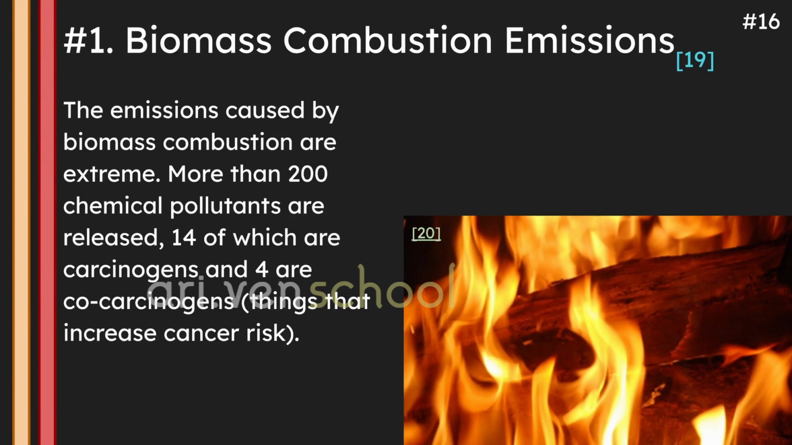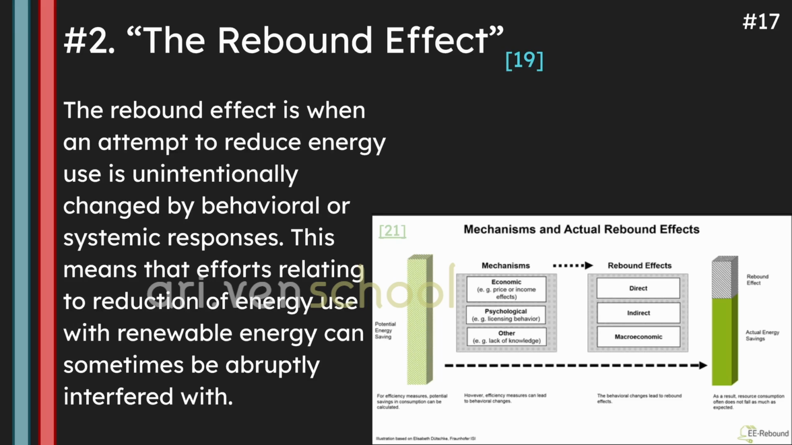Okay, so let's go over the consequences now. The emissions caused by biomass combustion are extreme. More than 200 chemical pollutants are released, 14 of which are carcinogens and 4 are co-carcinogens. There's also a rebound effect, which is when an attempt to reduce energy use is unintentionally changed by behavioral or systemic responses. This means that efforts to reduce energy use with renewable energy can sometimes be abruptly interfered with.